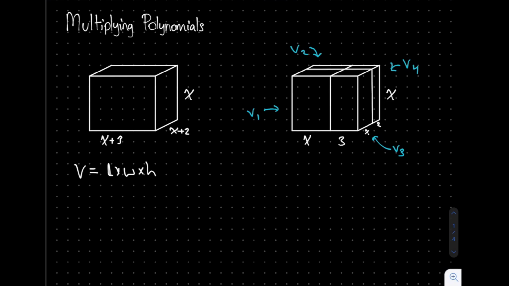Hi and hello. In today's lesson, we're going to continue our work with operations on polynomials. We're going to explore how to multiply two polynomials. We want to figure out how do we multiply polynomials and what kind of expression do we get as a result.